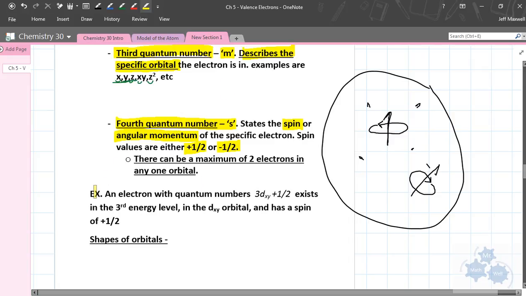And here's your example. If we have an electron with the quantum numbers 3, d, and then xy is the third quantum number, and that's always written as a subscript, then positive 1/2. These are the four quantum numbers. So we have energy level, 3. We have sublevel, d. We have specific orbital, the xy, the dxy orbital. And then we have our spin. So there's the four aspects. Okay?